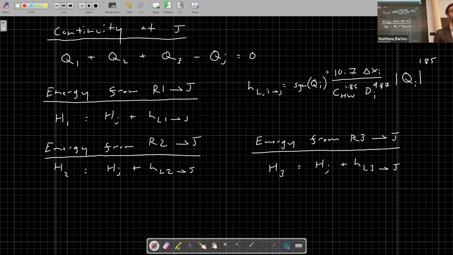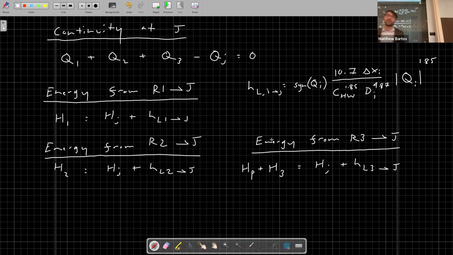We need to add the pump head. So to which side do we add the pump head? Left side. So we have that the head at reservoir 3 plus the pump head is equal to the head at junction J plus the head loss from 3 to J.